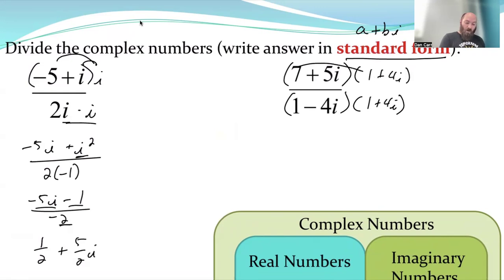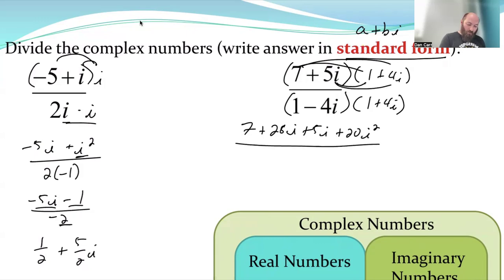So when I do the numerator, I'm going to distribute the 7. That's 7 times 1 is 7. 7 times 4i is 28i. 5i times 1 is 5i. 5i times 4i is a positive 20i squared.